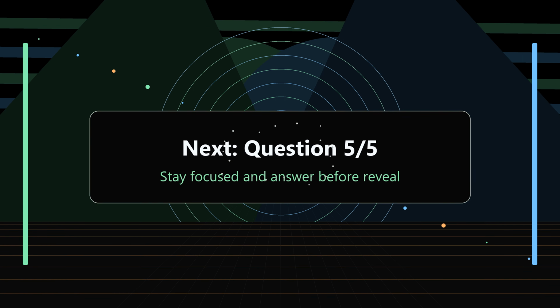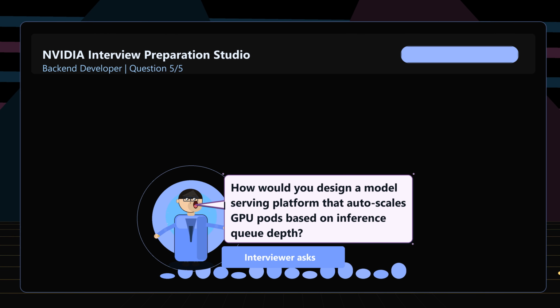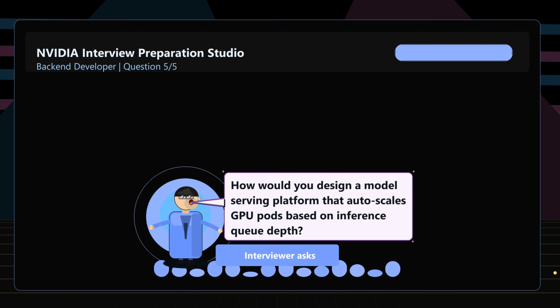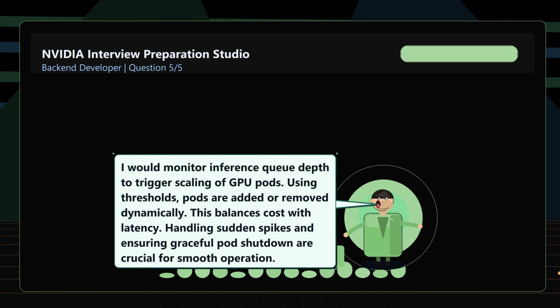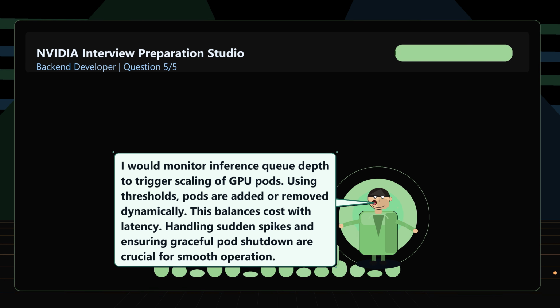Could you describe how you would design a model serving platform that automatically scales GPU pods based on the depth of the inference queue? To design a model serving platform that auto-scales GPU pods, I'd start by continuously monitoring the inference queue depth as a key metric.